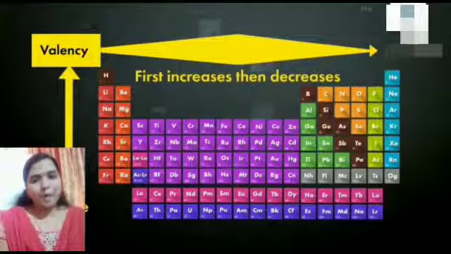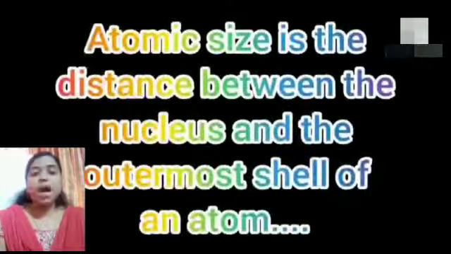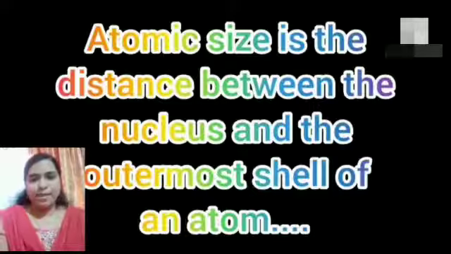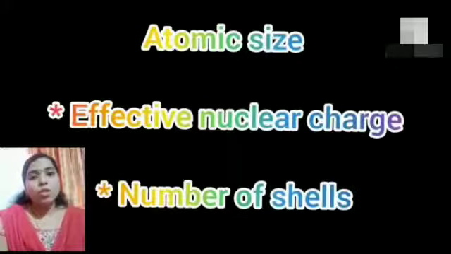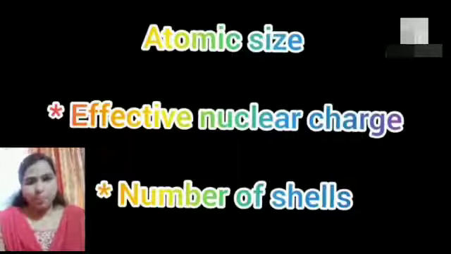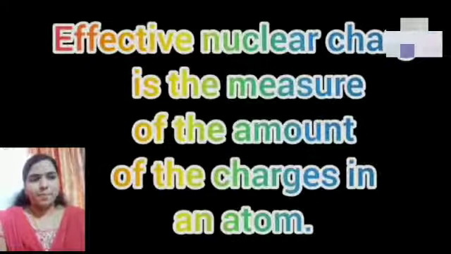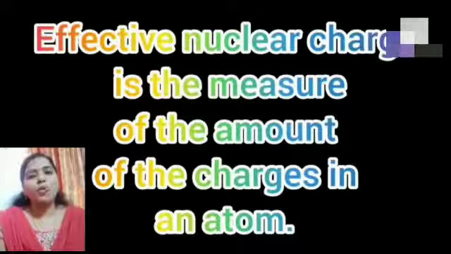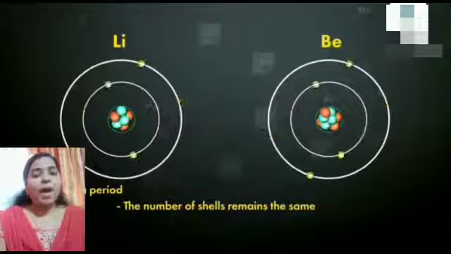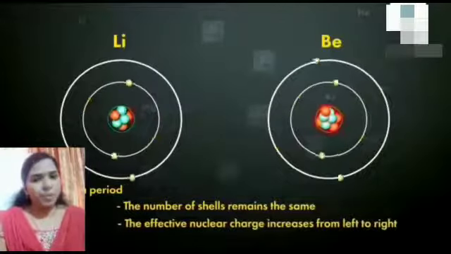Let us go to the next parameter, that is atomic size. Different atoms have different sizes. Atomic size is the distance between the nucleus and the outermost shell of an atom. Children, atomic size is mainly controlled by two factors, that is effective nuclear charge and number of shells. But both of these work in opposite ways. Effective nuclear charge is the measure of the amount of positive charge in an atom. It increases with the number of protons present in an atom. Therefore, across the period, though the number of shells remains the same, effective nuclear charge increases from left to right.